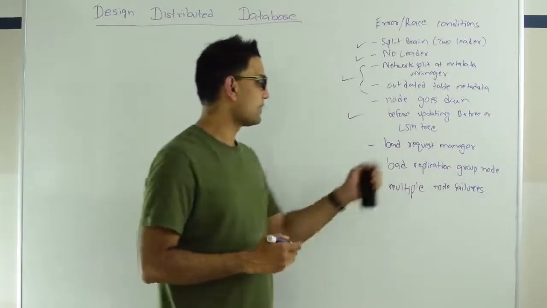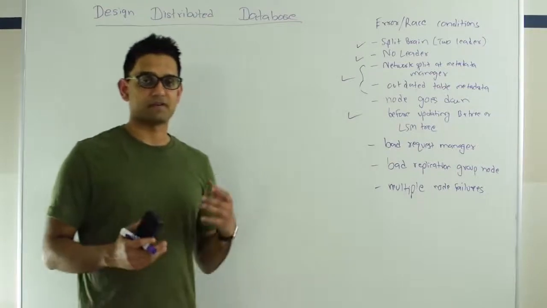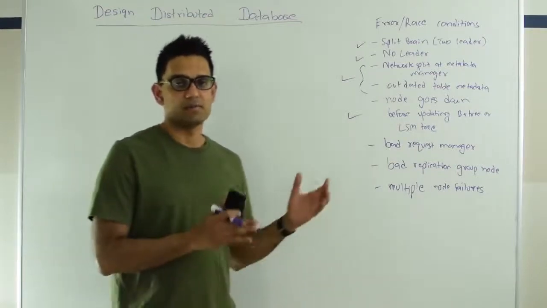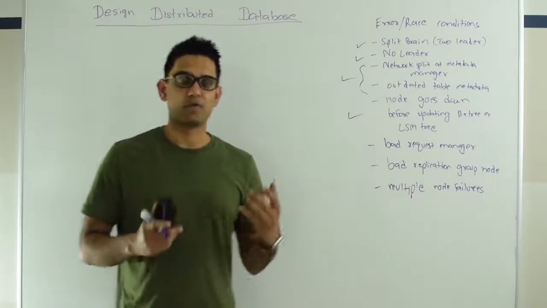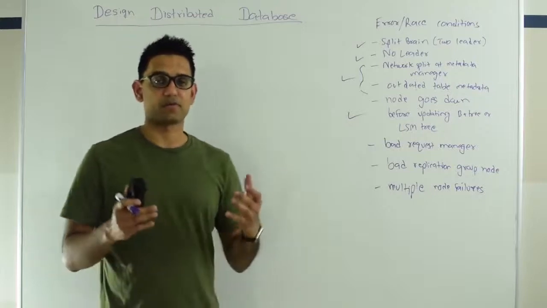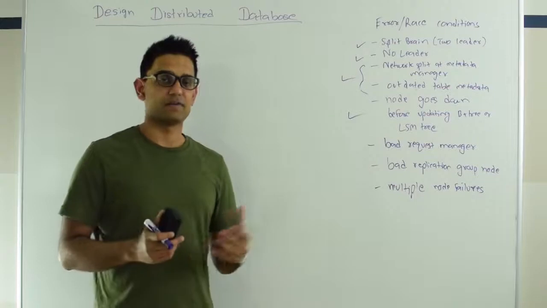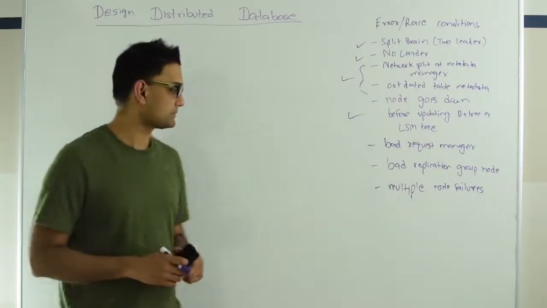What if we have a bad request manager? If you have a bad request manager, and let's suppose it has some incorrect metadata information, it's okay, because when it goes and talks to the replication group, all the nodes in the replication group operate by majority, and it will certainly reject that request from the request manager.